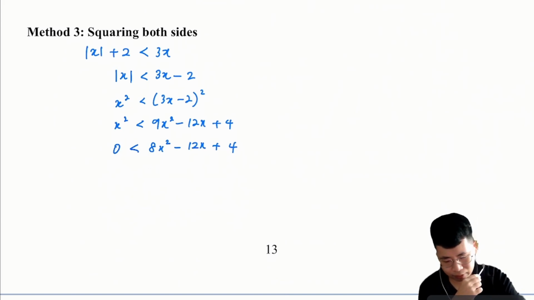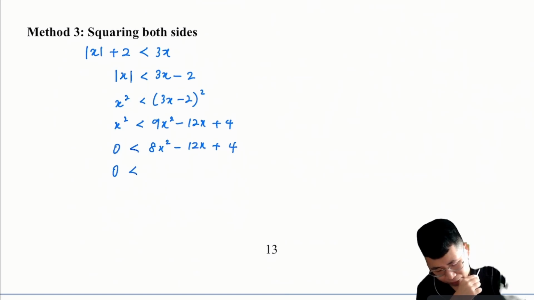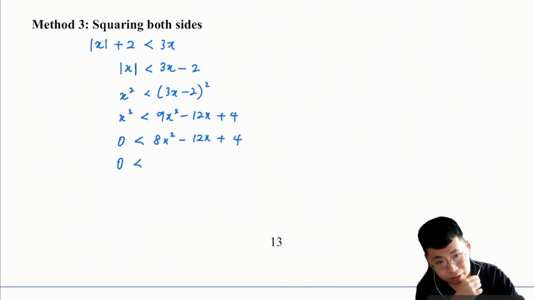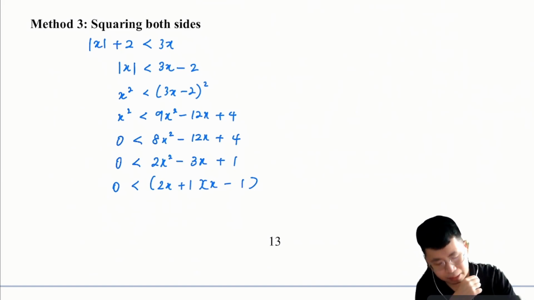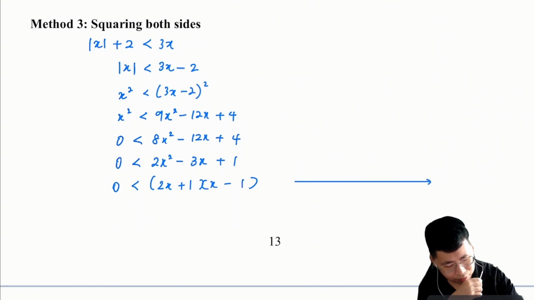1 and, okay, next step, divide by 4. Sorry, divide by 4 will give me this. Divide by 4, divide by 4, right? So I can factorize this. Something like this, right? So now let's take a look at the test point method for this.